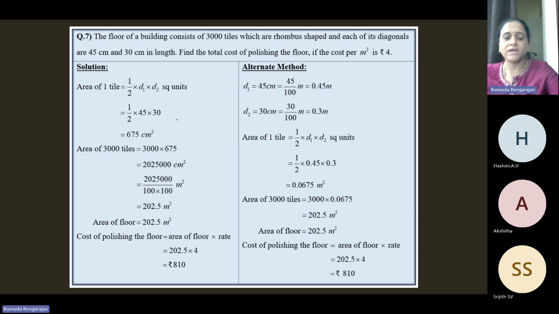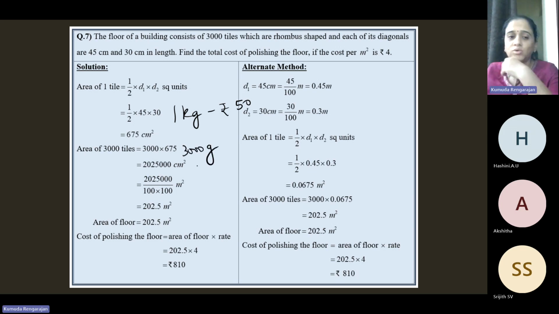Let me give you a different number. 1 kg is 50 rupees. Supposing you want to find for 3000 grams, you can't multiply 3000 by 50, right? So what is 3000 grams? It's 3 kilograms. The units must be the same. So 1 kg 50 rupees, 3 kilograms will be 3 into 50, 150.